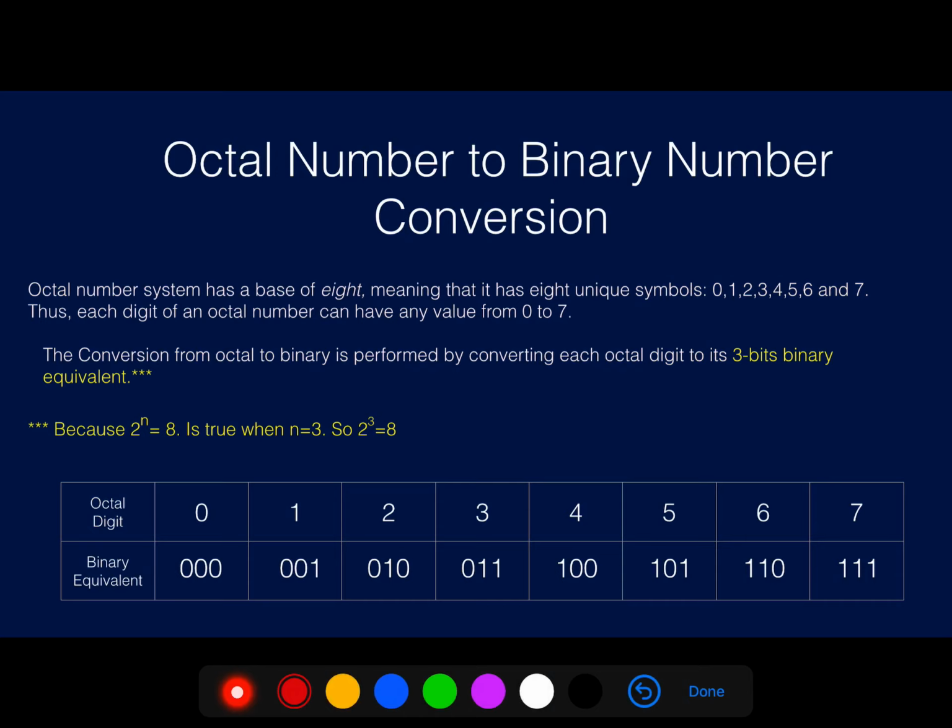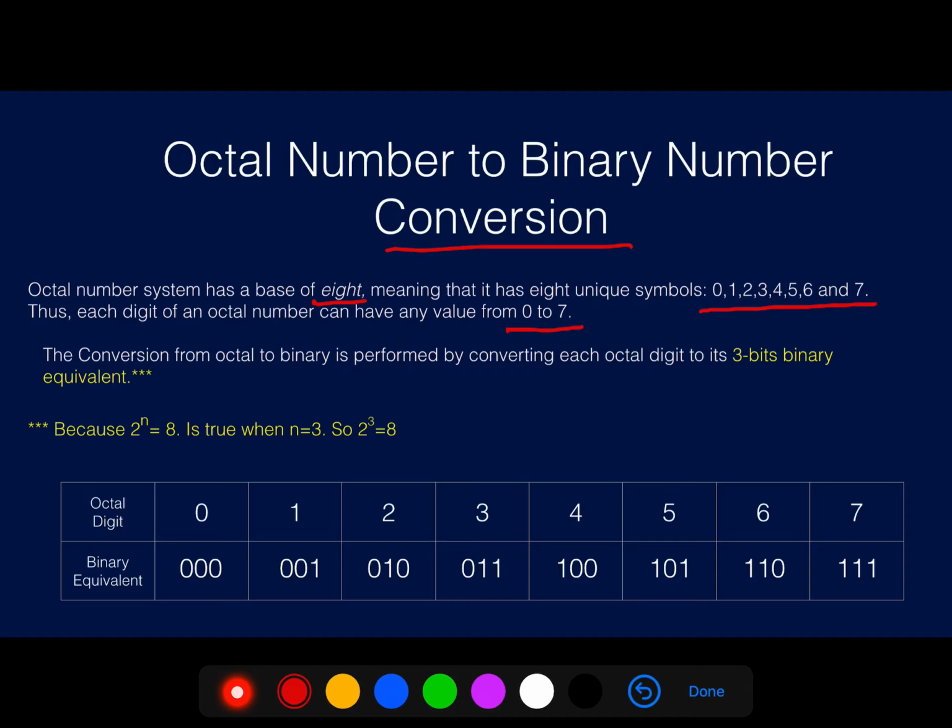As you can see, octal number to binary number conversion. In this slide we are going to see how we can convert an octal number to its binary number. First of all, like I shared in the previous video, the octal number system has a base of 8, meaning that it has 8 unique digits, 0 to 7, and each digit of an octal number can have any value between 0 and 7. That we already know, by the way.